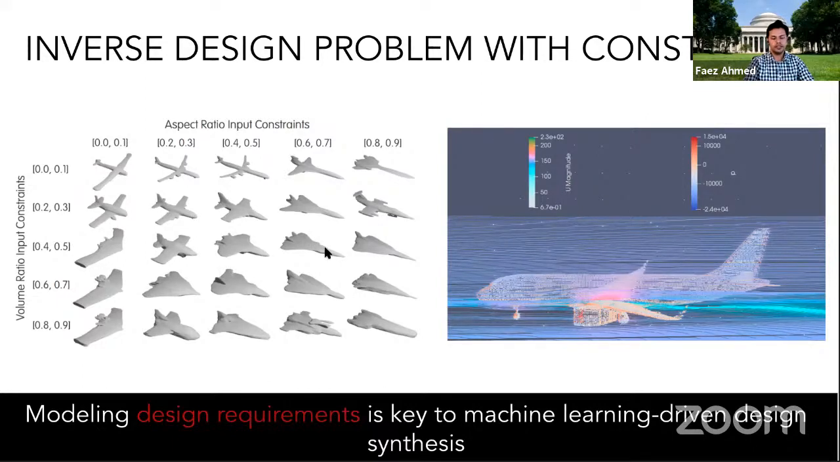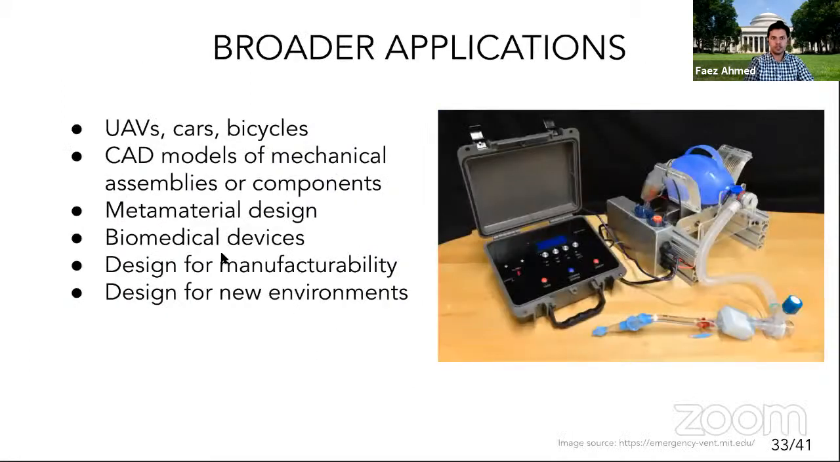But the key message which I wanted to highlight was thinking about design requirements. And when we are creating these machine learning driven design synthesis, how do you model design requirements is an open challenge. And again, the applications are not just airfoils. You can think of designing UAVs, cars, bicycles, or even, as an example on the right-hand side, the ventilator design which MIT Mechanical Engineering created for the pandemic. And how can we enable machines to create such complex designs with multiple moving parts, which work in the real world and which can be generated quickly as well as can be manufactured.